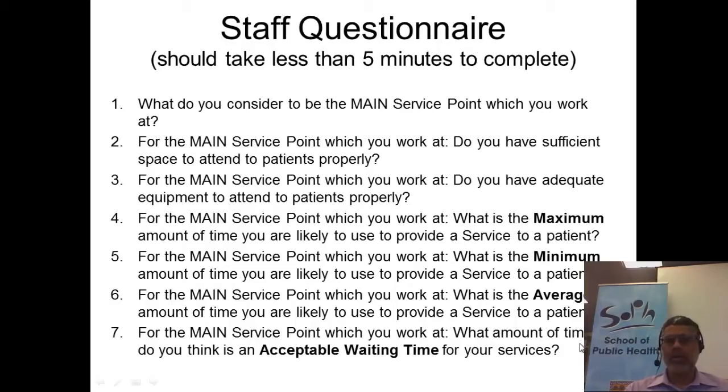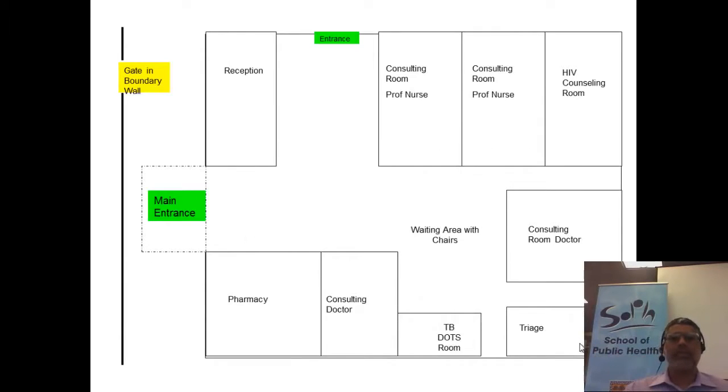Then, crucially, you'd want to know, you have already asked the patient what amount of time is acceptable to wait. Now, it's useful also to get from the staff what amount of time they think is acceptable for a patient to wait for the services which they provide. So, looking at this now, how would you do this in practice?